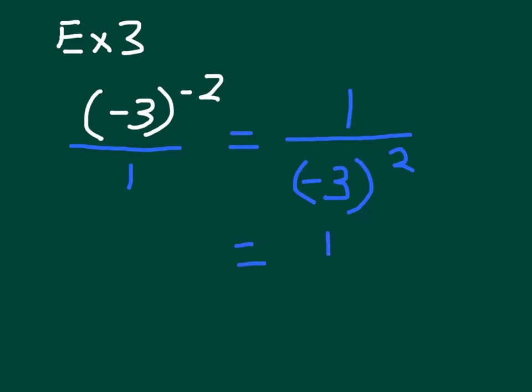Now I can simplify that, because remember you're going to square what's in parentheses, negative 3 times negative 3, and I get 1/9 then.